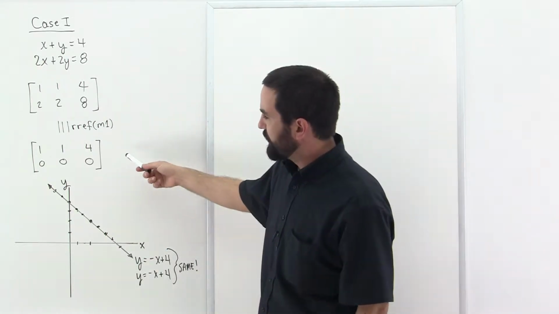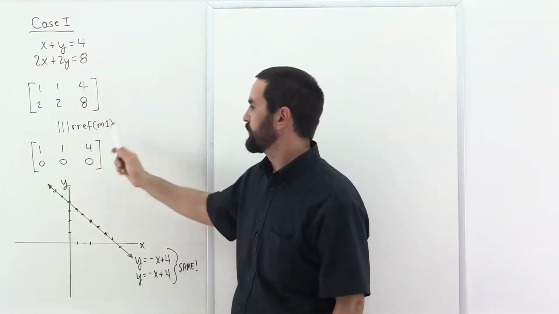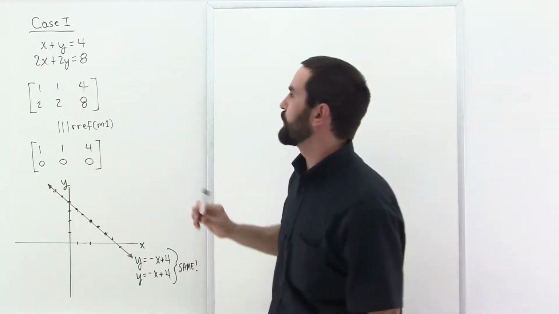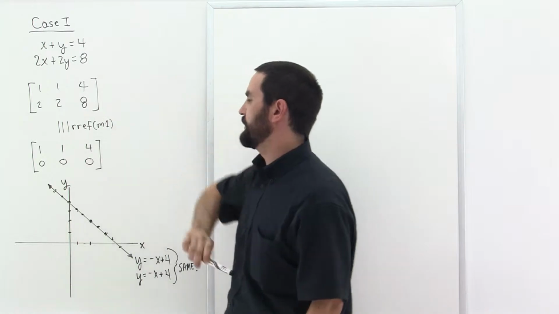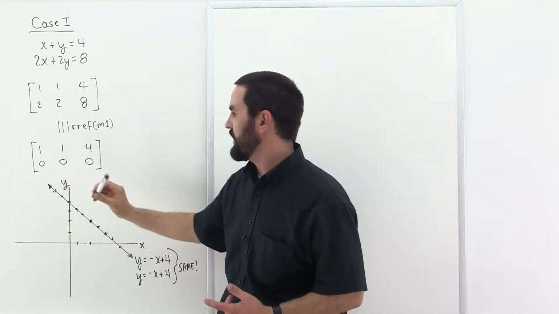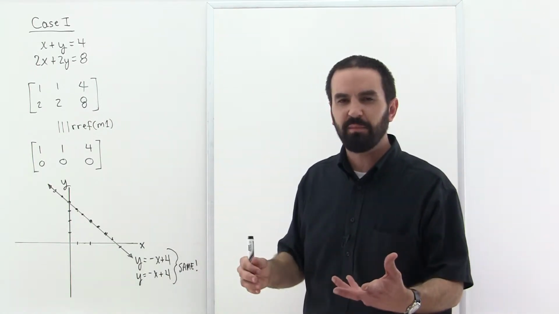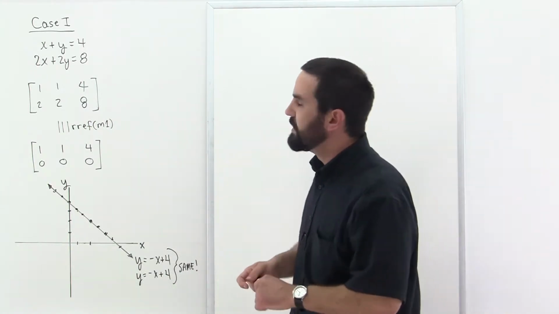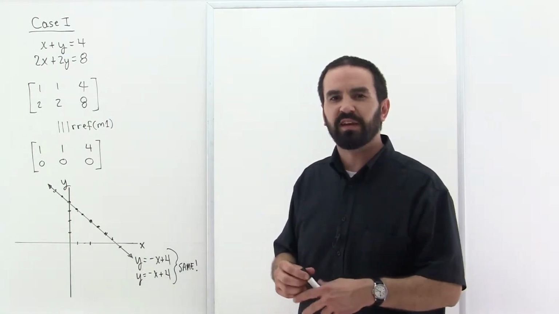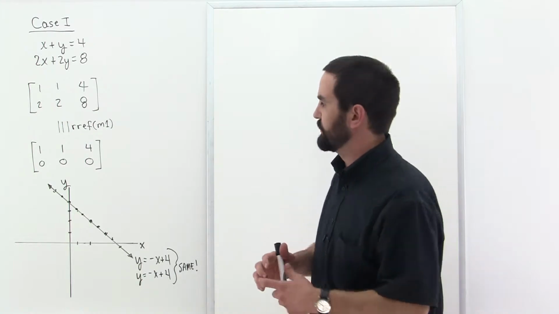So the first row says 1 times x plus 1 times y equals 4. So x plus y equals 4. Well, that's consistent with this first equation here, right? The second row says 0 times x plus 0 times y equals 0. So it says 0 is equal to 0. This is a true statement, right? It is consistent, but it is not revealing anything new about the system and is not revealing a unique solution.